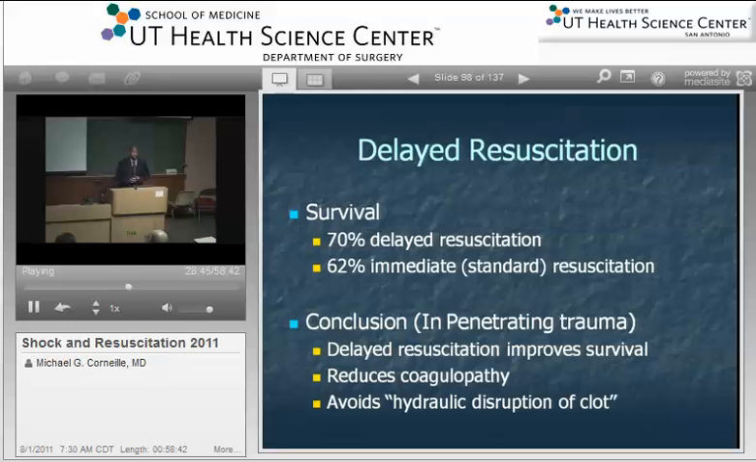And so they concluded from this study that delayed resuscitation improves survival. They also recognized that it seemed to reduce coagulopathy and postulated that it avoids what they called hydraulic disruption of the clot, what you may hear referred to as popping the clot. The idea being that without using blood pressure or cardiac output as an endpoint of resuscitation, any hemostasis that's achieved will not be overcome by increases in mean arterial pressure.